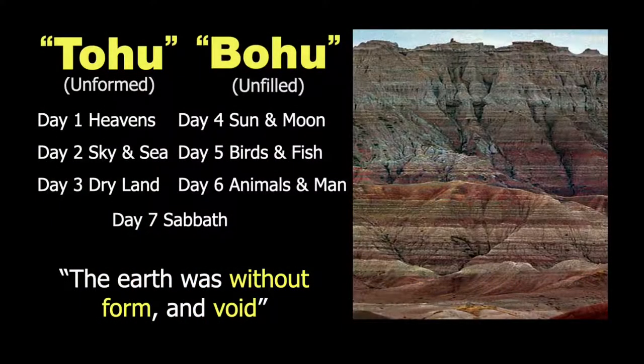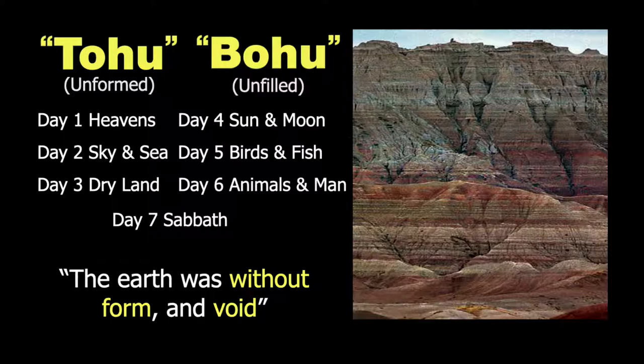It says, the earth was without form and void. And those two Hebrew words, without form and void, are tohu and bohu, right? Very interesting words. One means unformed, the other means unfilled. And in the Hebrew way of writing, these interesting words actually provide the framework for creation. And God organizes his days of creation into these different unformed and unfilled ways. So for example, day one, he creates the heavens, and then day four, he fills the heavens with things. They're unformed, and he fills them. The sky and the sea, he fills them with birds and fish. The dry land, he fills with animals and man. And perhaps we've seen this format before.